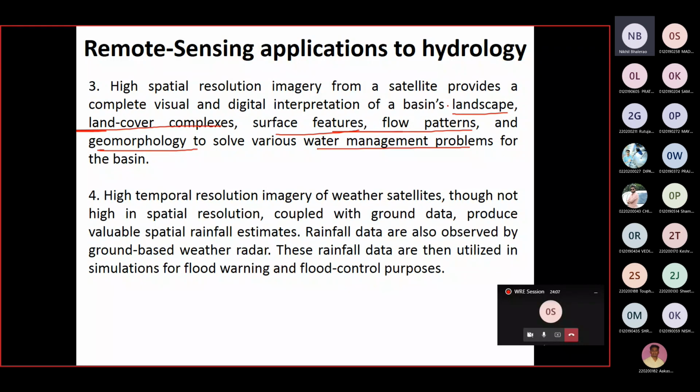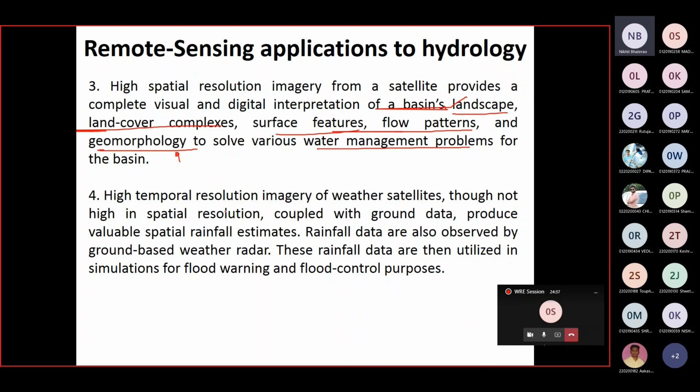So the terrain analysis may consist of the study of landscape parameters, land cover parameters, and various surface features, that is undulations, where the ridge lines and valley lines are, then identifying the flow patterns as well as the geomorphology. Morphological study is again a part of the geological and morphological features of the soil and the earth, and that is possible with the help of remote sensing data.